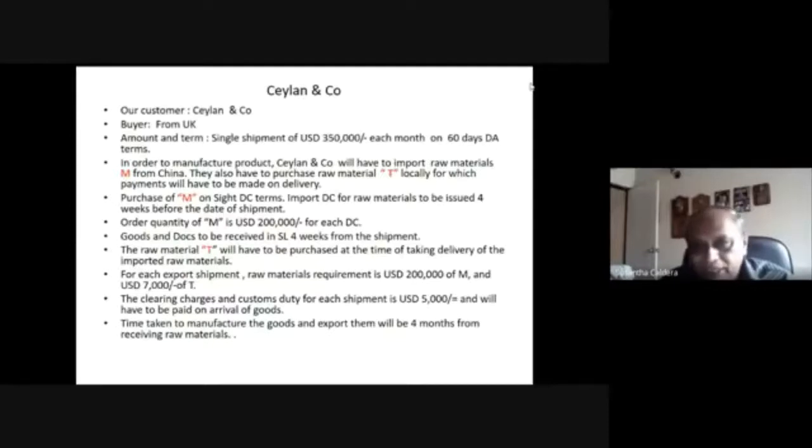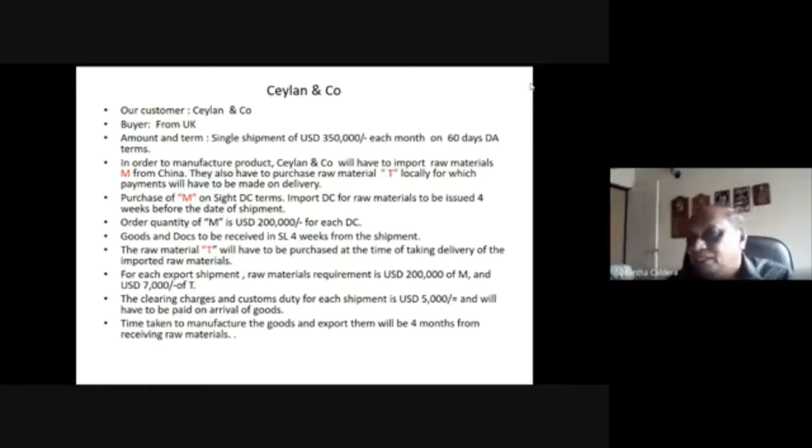Is that understood? One raw material M comes from China, and the other raw material is purchased locally, for which we have to pay on delivery. So now you have to get the picture. When we receive raw material M from China, on the same day we have to purchase raw material T locally. Otherwise, they can't do the manufacturing.